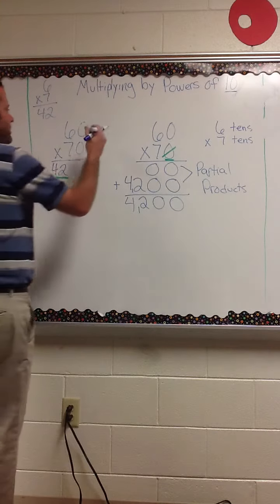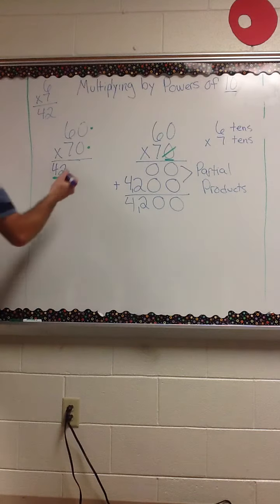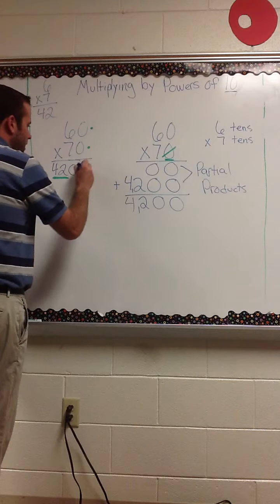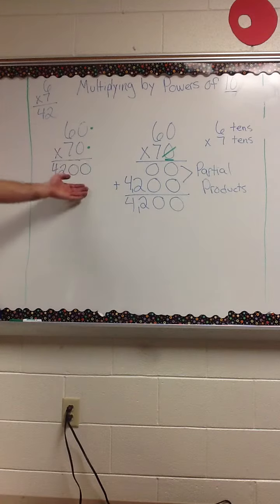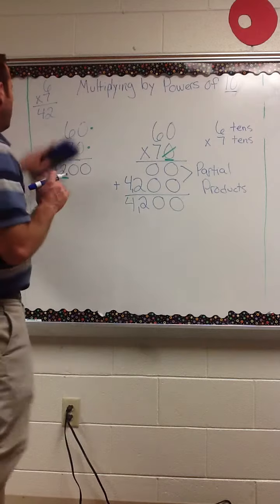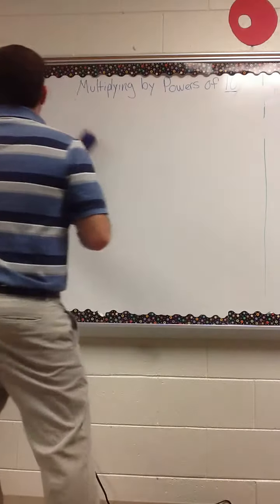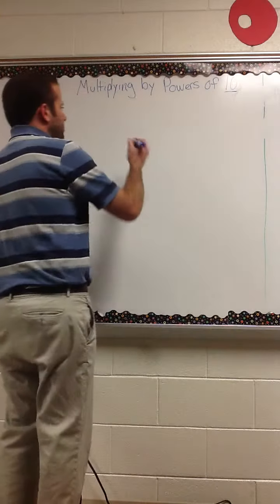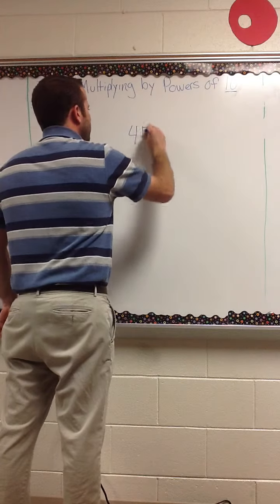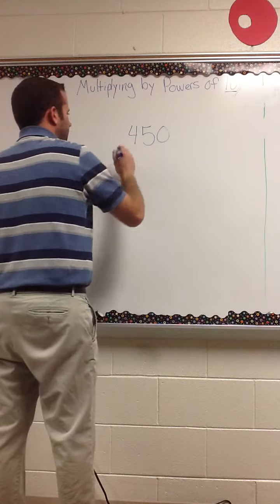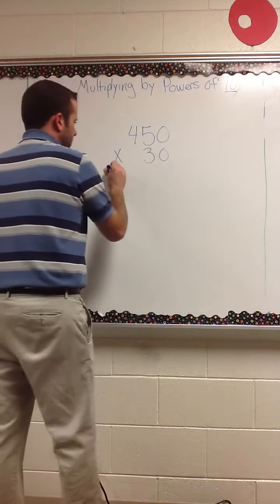I go back up here and I see that I have 1 zero, 2 zeros. So in my product, I'm going to add 2 zeros to whatever's already there, and I get the same answer. Only this was much faster. Let's do one more before I let you go. We won't do this again. I just want to show you another one of how we can do this. Now I'm going to switch things up a little bit. Let's do 450 times 30.